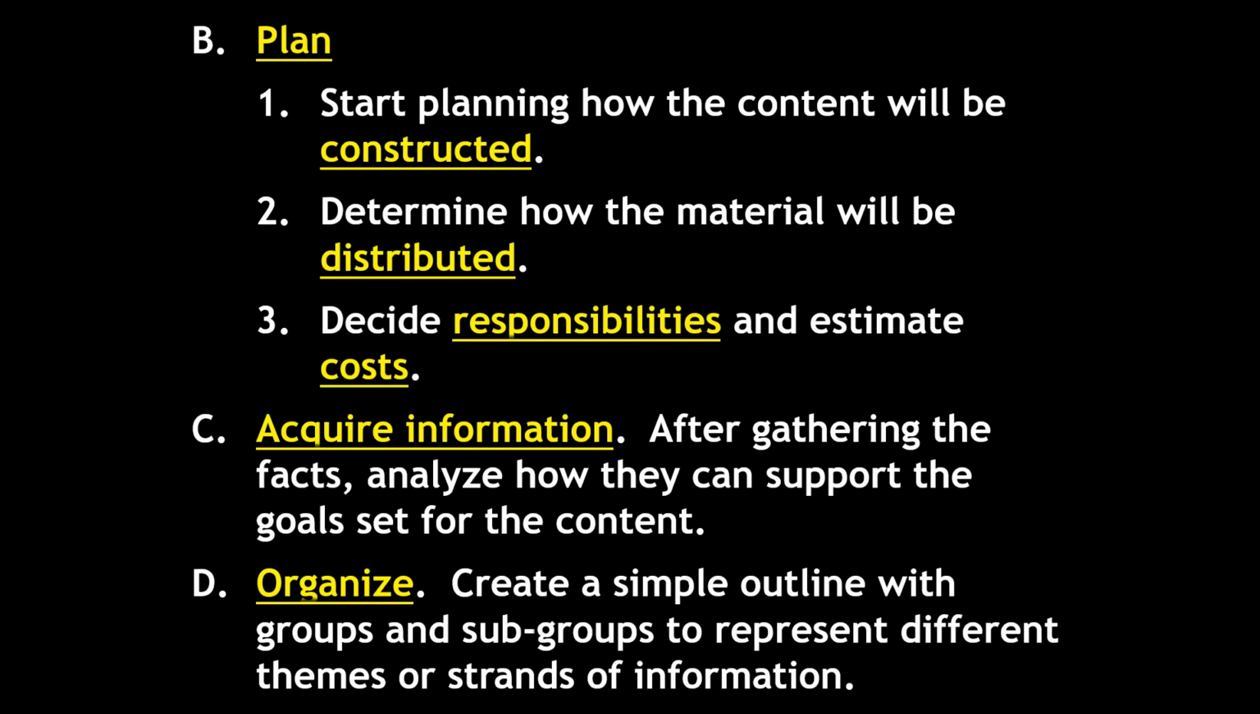Fourth, organize. Create a simple outline with groups and subgroups to represent different themes or strands of information. If you think about it, when you're putting together an article, and you're using headings and subheadings, really what you're doing is in text form, in readable form, you're creating an outline. And it's helping you to keep things in chunks as far as different associations with different major headings and all of that. And it's going to help you to be able to keep the flow of what you're writing nice and natural and neat so that people understand the scope of what it is that you're saying.